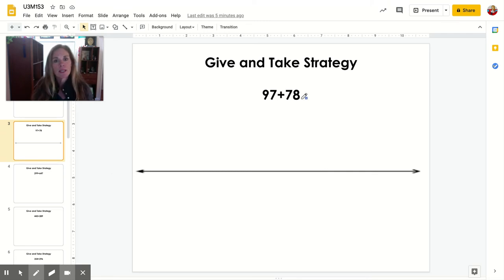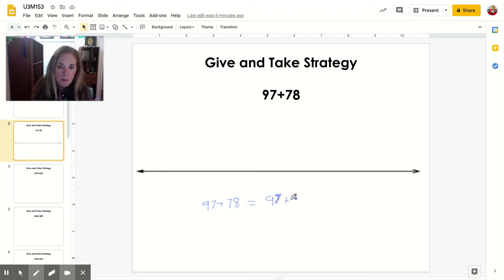So now we have the problem 97 plus 78. And sure, you could take something from the 97 to give it to the 78 and make that 80, but wouldn't it be better if that 97 was 100? So let's write this out again. This time we're looking at 97 plus 78. That seems like a really hard addition problem to me, but I know that if I can make that 97 into 100, it will be easier. So let me think about what I need in order to make 97 100. 97, 98, 99, 100. So I need 3.